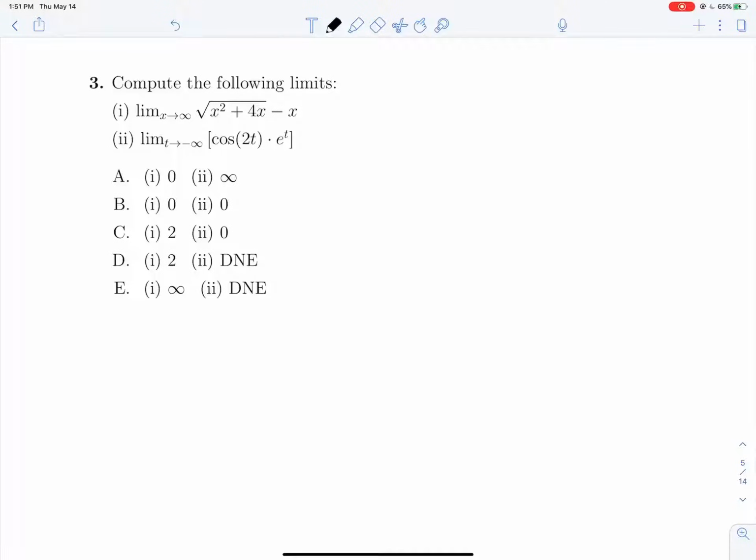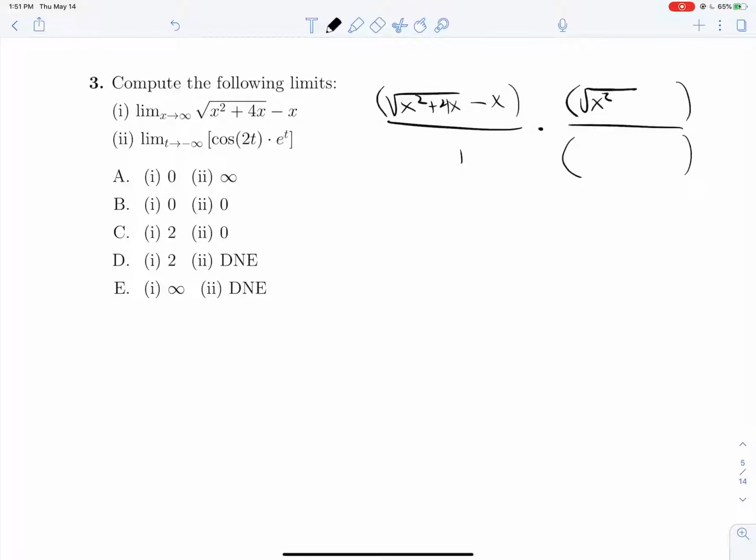3, compute the following limits. Whenever we see a big square root expression, and we're subtracting or adding something else, what we're going to do is multiply by the conjugate of that expression. So that means we're taking the square root of x squared plus 4x minus x, over 1, and we're multiplying that by not this thing right here, but its conjugate, which means taking this minus and turning it into a plus.